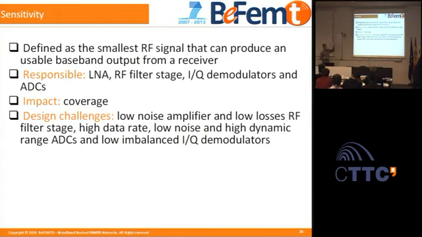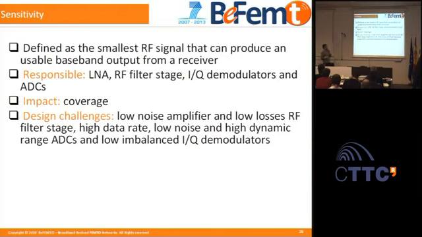If you have bad sensitivity parameters, you will suffer from poor coverage. There is a problem on femtocell because in femtocell the target is to transmit with low power. So it's very important to have a very good sensitivity term on the receiver. If you want good sensitivity, you have to design a low noise amplifier with low noise figure, and also with high gain in order to isolate the noise figure contribution of the rest of the parts.